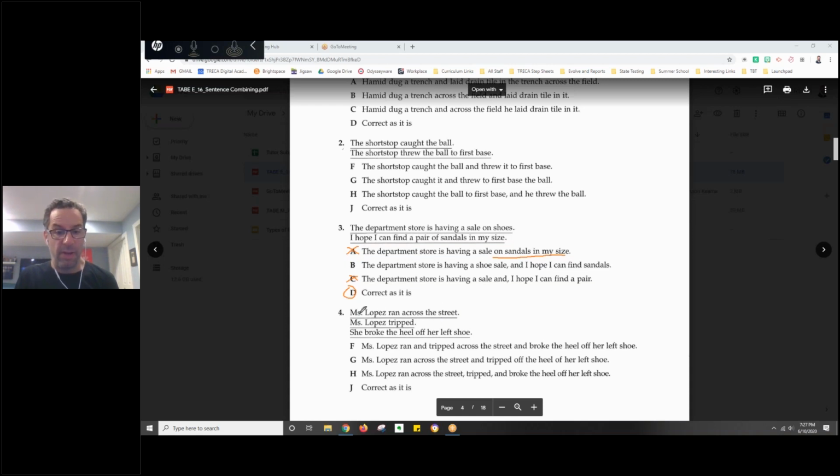And then this one, we have one with 3. Miss Lopez ran across the street. Miss Lopez tripped. She broke the heel off her left shoe. I know it's not correct because we can combine these. It's all one event, right? She ran across the street and then she tripped and she broke the heel. So let's see. Miss Lopez ran and tripped across the street and broke the heel.